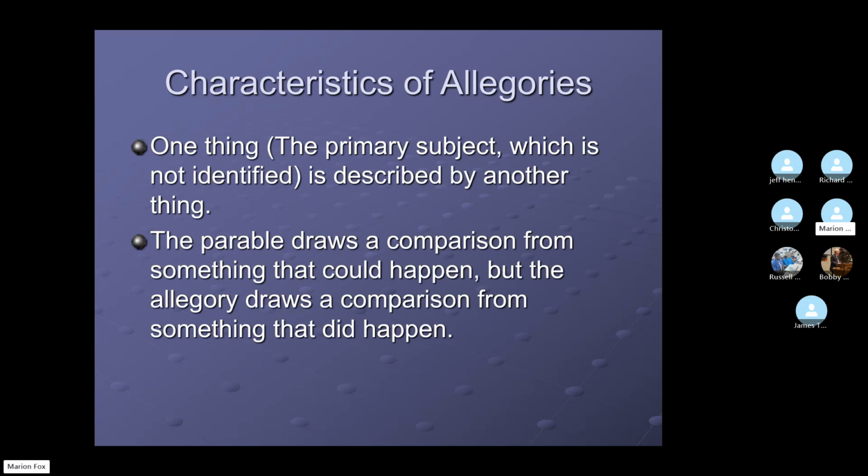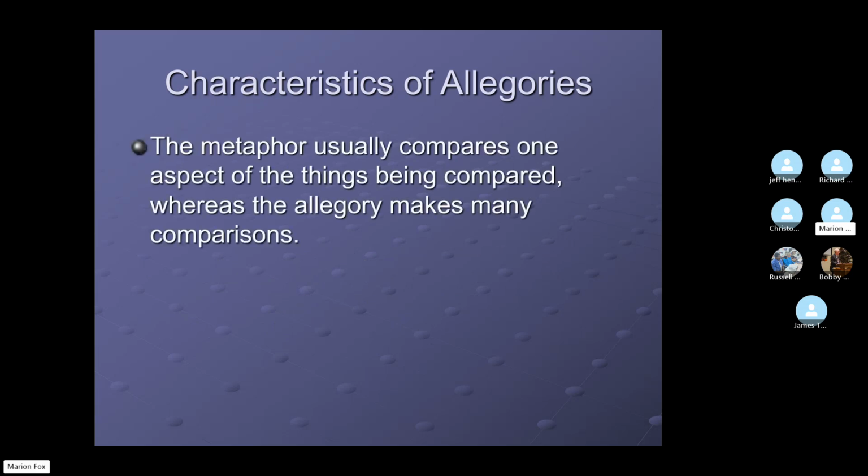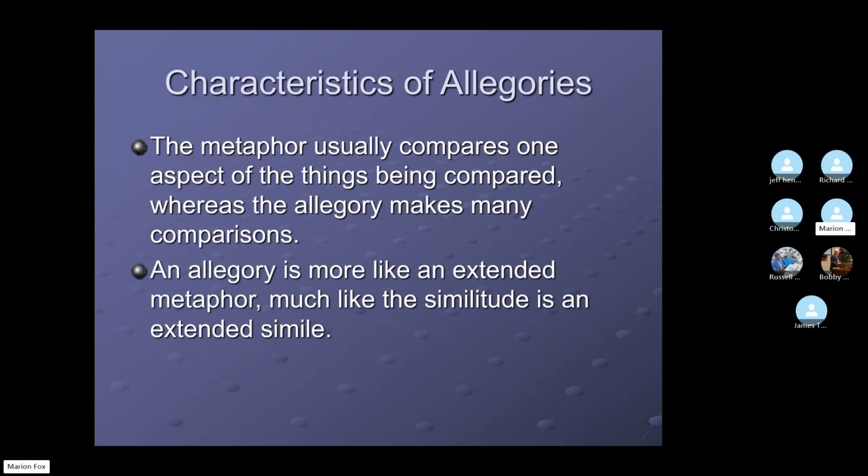Keep that in mind. It could happen, but the allegory draws comparison from something that did happen. So there's a difference. So a parable draws a comparison from something that could happen, but the allegory draws comparison of something that did happen. And that's important to remember. The metaphor usually compares one aspect of the things being compared. Simile compares one aspect, but the allegory makes many comparisons, makes more than one comparison. A similitude would tend to make more than one comparison, in contrast with a simile, which would tend to make one comparison. Allegory is more like an extended metaphor, much like the similitude is an extended simile.